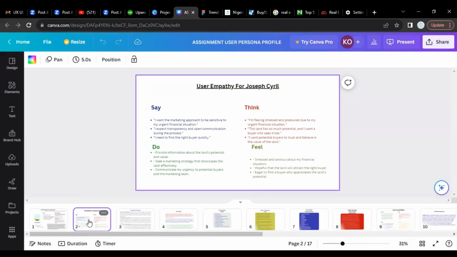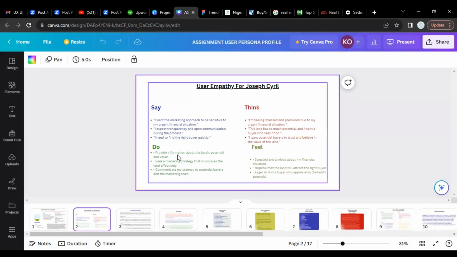Here on the user empathy, you said something about say, think, and do. In regard to what he says, the things he expects, or things he wishes he had access to. For example: I want a marketing approach that is sensitive to my urgent financial need. These are his wishes. You understand?